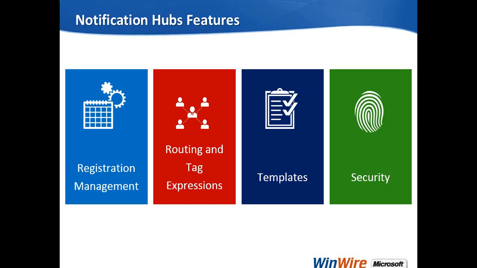Let's talk about routing and tag expressions. Tag expressions enable you to target a specific set of devices, or specifically registrations, when sending push notifications to notification hubs. The only way to target specific registrations is to associate them with a tag and then target that tag. By default, if you do not have any tags or tag expressions, when you send a notification, it goes to all the devices. If you want to filter it and send it to a particular set of devices, then you're going to use those tags.